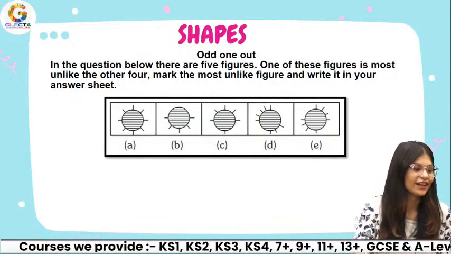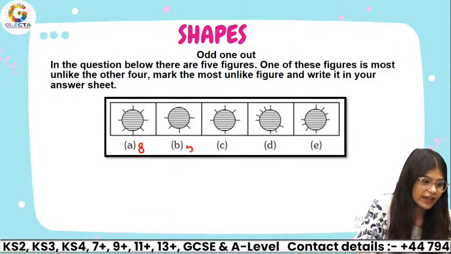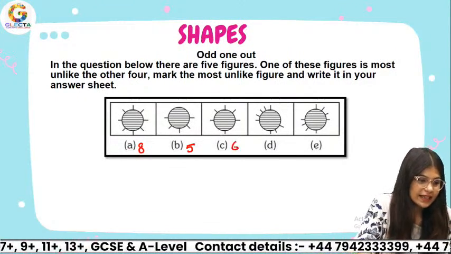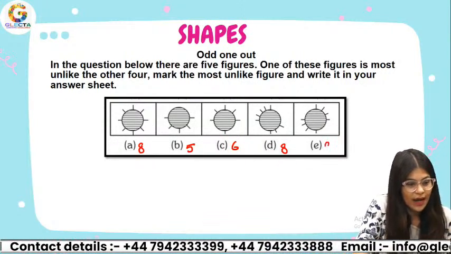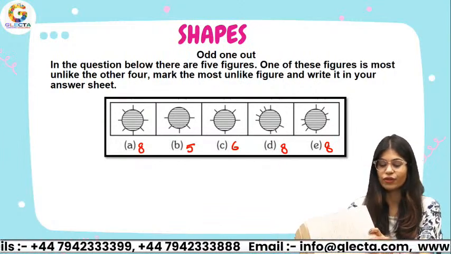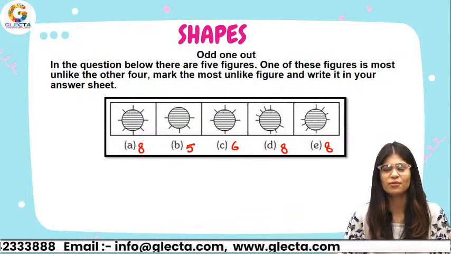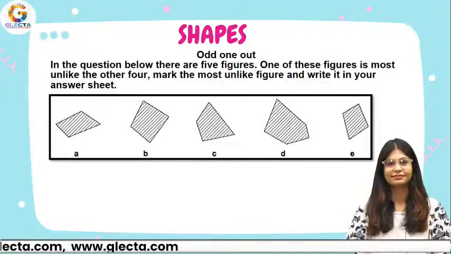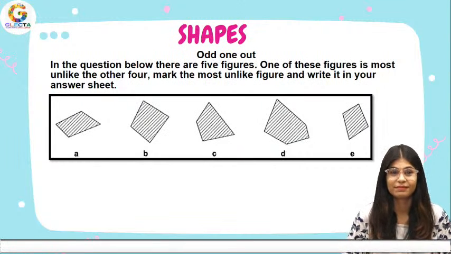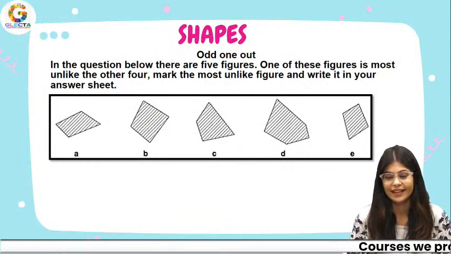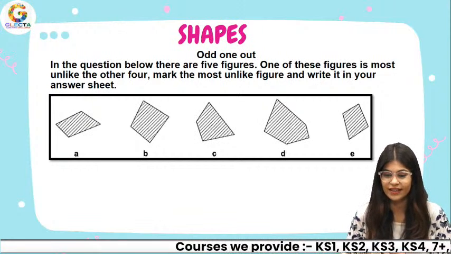So quickly. A has 8 sides, B has 5, C has 6, D has 8, and E also has 8. Now for that, what do I do now? How can you find an odd one out with so many? Come on, come on. You can do it. I know you guys know the answer.